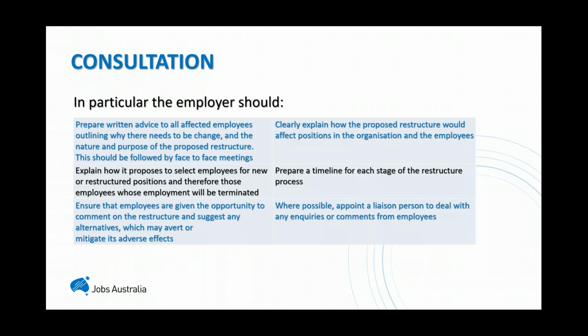So for the employer, as I've stated before, the written advice is really important. Explaining how the processes to select employees for the structure is also important for those employees. Ensuring that employees are given the opportunity to comment on the structure and suggest alternatives which may avert or mitigate its adverse effects. Clearly explaining how the proposed restructure would affect positions in the organisation and the employees. Preparing a timeline for each stage of the restructure process.